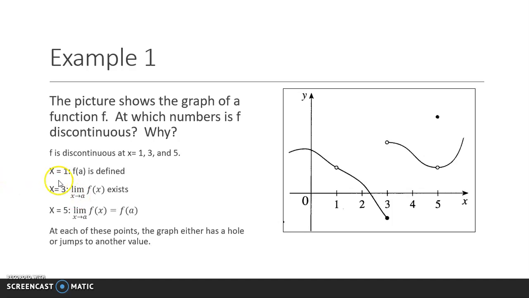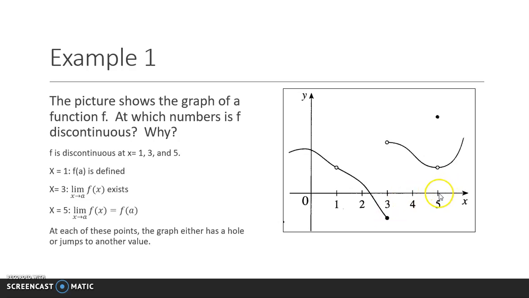And this is why. At x equals 1, this condition is not met. F of a is actually not defined because f of 1 has an open circle and there is no filled in circle anywhere on the 1 line. At x equals 3, the limit as x approaches a does not exist, because as it approaches from the negative side, we're going down to a negative number. As it approaches 3 from the positive side, we're going to a positive number. It doesn't meet there. So that limit does not exist.